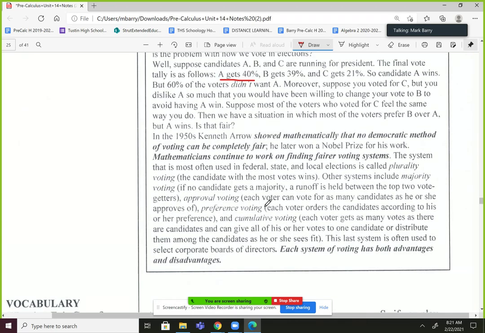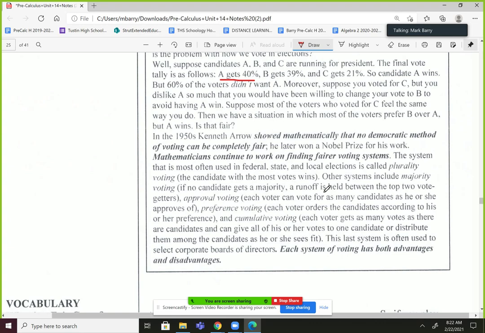Is that fair? So in 1950, Arrow showed mathematically that no democratic method of voting can be completely fair, and he won the Nobel Prize for this. Mathematicians continue to work on finding fairer voting systems. The system that is most often used in federal, state, and local elections is called plurality voting. But other systems include majority voting. So if no candidate gets the majority, a runoff is held between the two top vote getters.